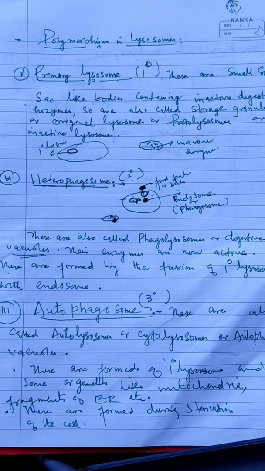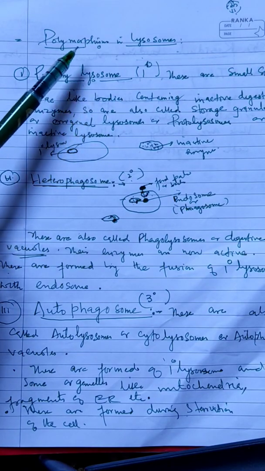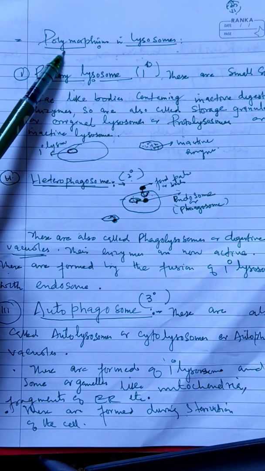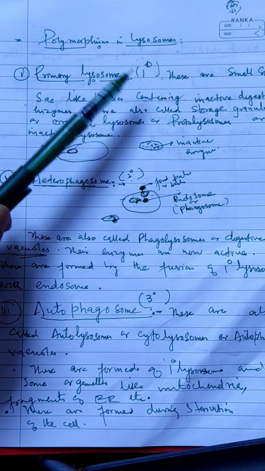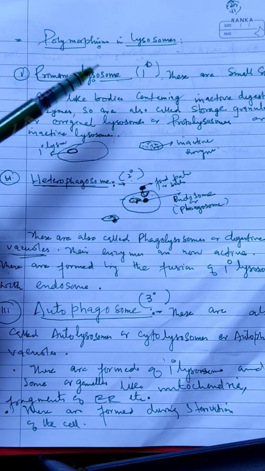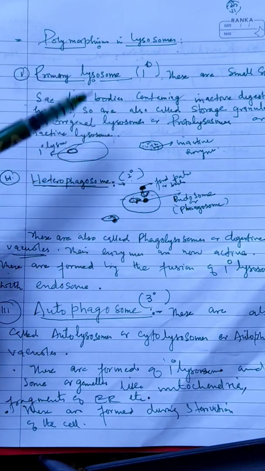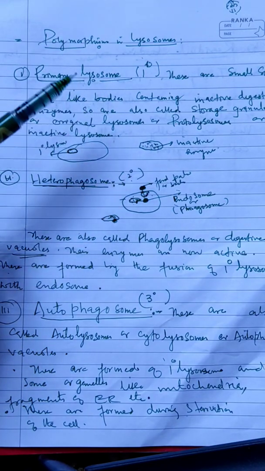Today we will be discussing polymorphism in lysosomes. In the previous lecture we discussed the ultrastructure of the lysosome, and here we will be discussing polymorphism in lysosomes. Actually, what polymorphism means: poly means many and morpha means form or structure or shapes. So the lysosome appears in different shapes, in different forms inside different cells, and at different stages of the cellular activity. So that's why there is polymorphism in lysosomes.